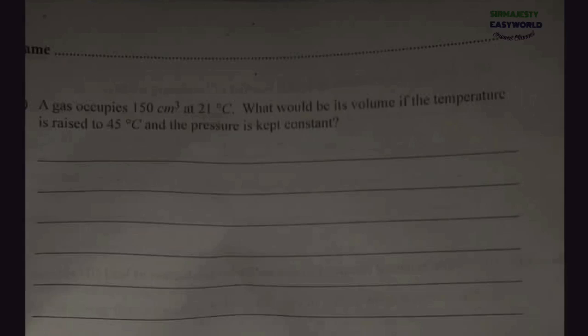A gas occupies 150 cm cube at 21 degrees Celsius. What would be the volume if the temperature is raised to 45 degrees Celsius and the pressure is kept constant? At constant pressure, and volume and temperature varying, we use Charles' law. So using Charles' law, we have that V1 over T1 equals V2 over T2.